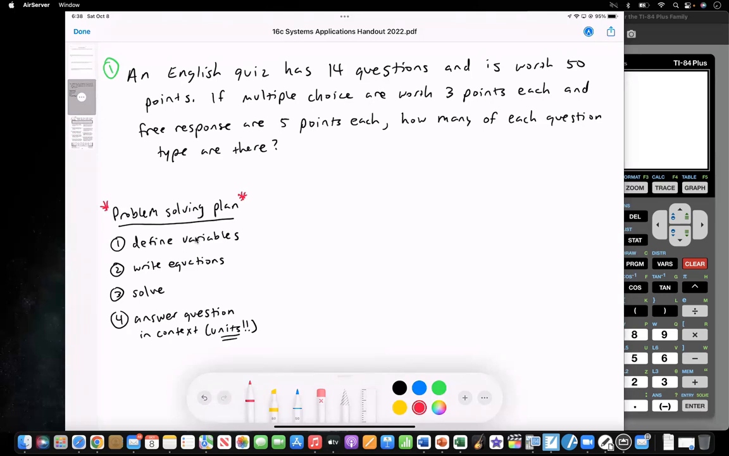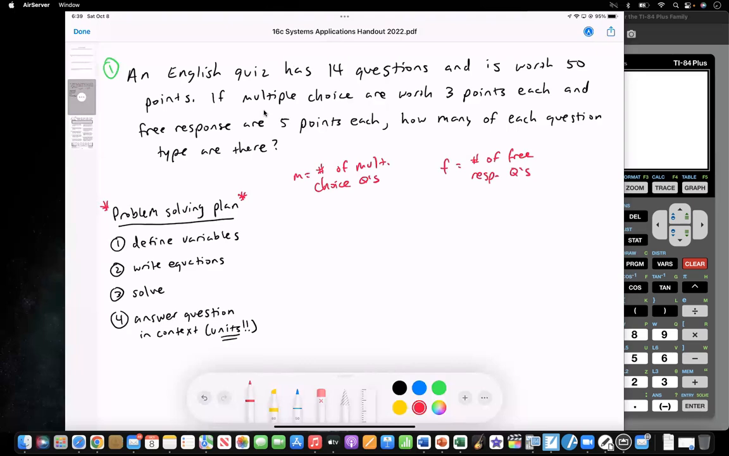So it looks like in this one we have multiple choice. We could just call that M. So this will say is the number of multiple choice questions. And free response, we'll just use F. So this will be the number of free response questions.